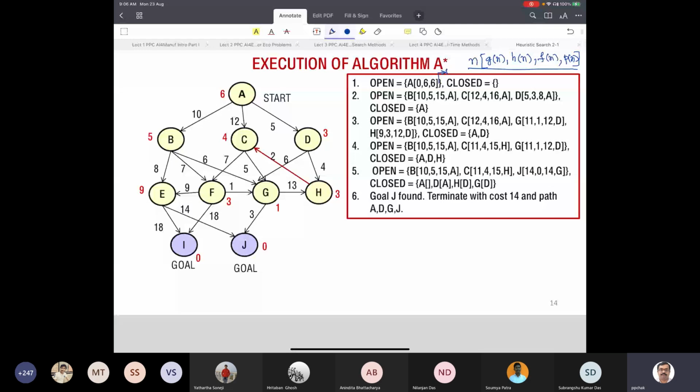Now after seeing step 1, where open consists of node A and closed is empty, G of A is 0, H of A is 6, F of A is 6, and parent of A is null. Now can anybody tell me which node will be removed from open? Aditya Jirath?